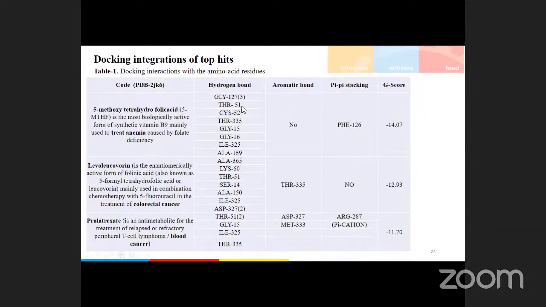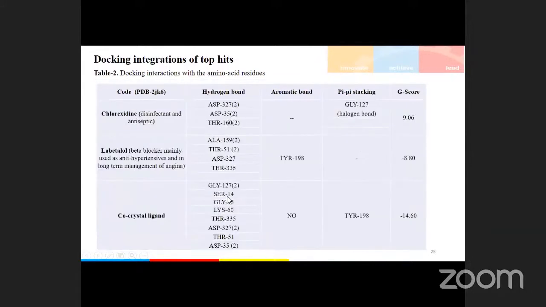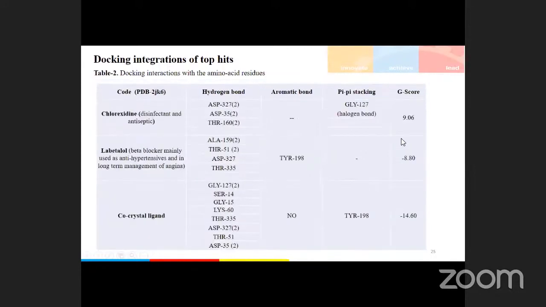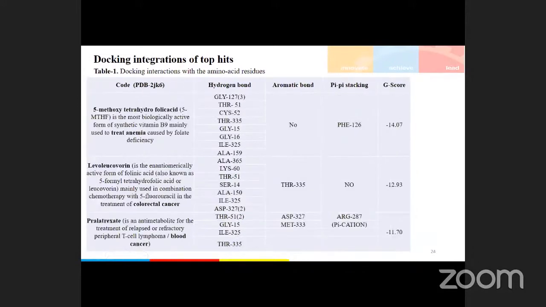Mainly in this hydrogen bond interaction, these 8 amino acid residues, which are part of the active site residues of 2JK6, are involved. If we compare these residues, they are almost similar to the amino acid residues involved in hydrogen bond interaction with the co-crystallized ligand. Because of this similarity in interaction, the docking score of our hit is almost comparable: minus 14.7 as well as minus 14.60.